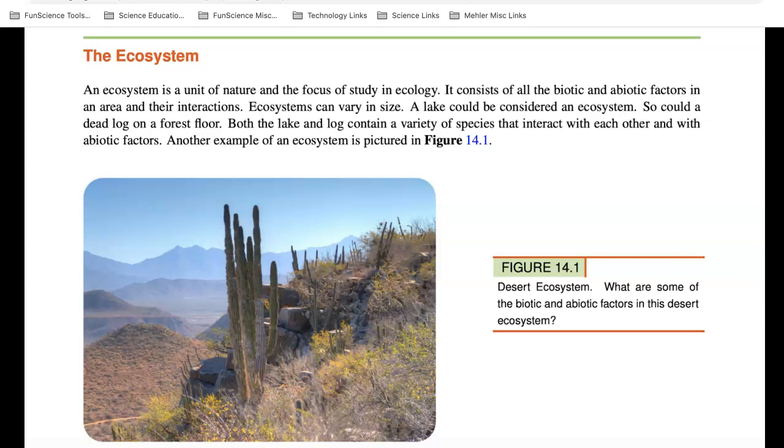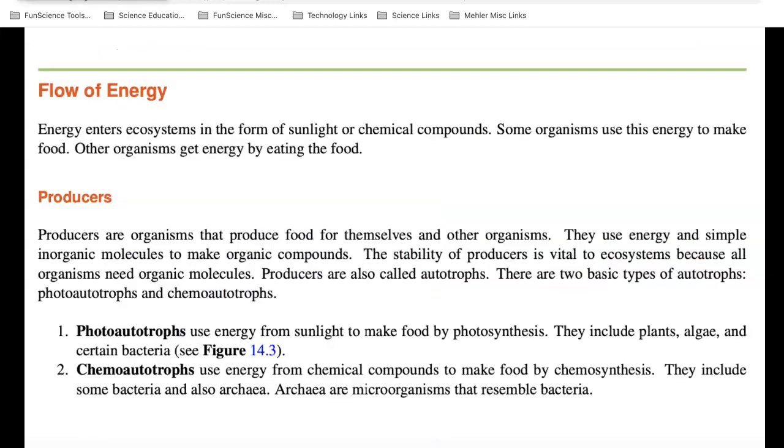But both the lake and the log contain a variety of species that interact with each other and the abiotic factors. The picture here is of a desert ecosystem, and it may not look like there's a lot of life in a desert, but there really is. So pretty much every ecosystem on our planet receives energy either in the form of sunlight or chemical compounds. The vast majority of ecosystems on our planet receive it from sunlight.